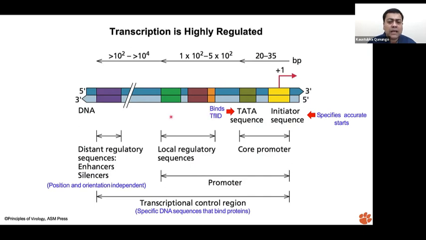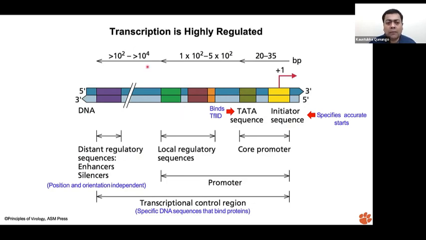So now you can see that there could be local regulatory sequences upstream of this core promoter. The core promoter is where the RNA polymerase and the associated proteins actually bind primarily, which is right here, the TATA sequence and the initiator sequence. Upstream of that, just a couple of 100 base pairs away from the TATA sequence, are the local regulatory sequences, and other proteins can bind in there and also initiate transcription from these sequences as well.